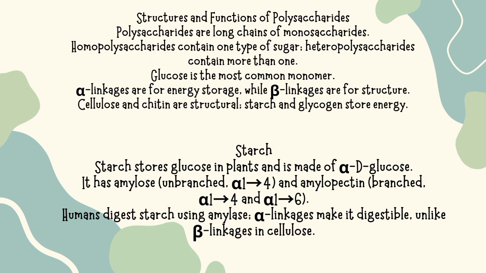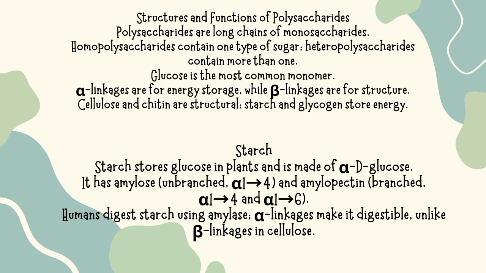Structures and functions of polysaccharides. Polysaccharides are long chains made of monosaccharides. Homopolysaccharides have only one type of sugar. Heteropolysaccharides have more than one type. Glucose is the most common building block, or monomer. Alpha linkages are used for energy storage, while beta linkages provide structure. Starch and glycogen store energy. Cellulose and chitin give structure and support.